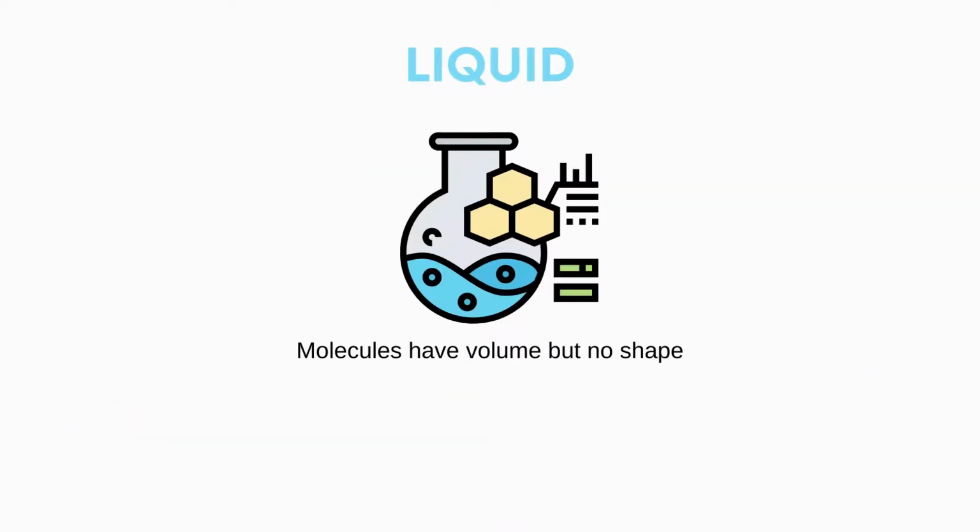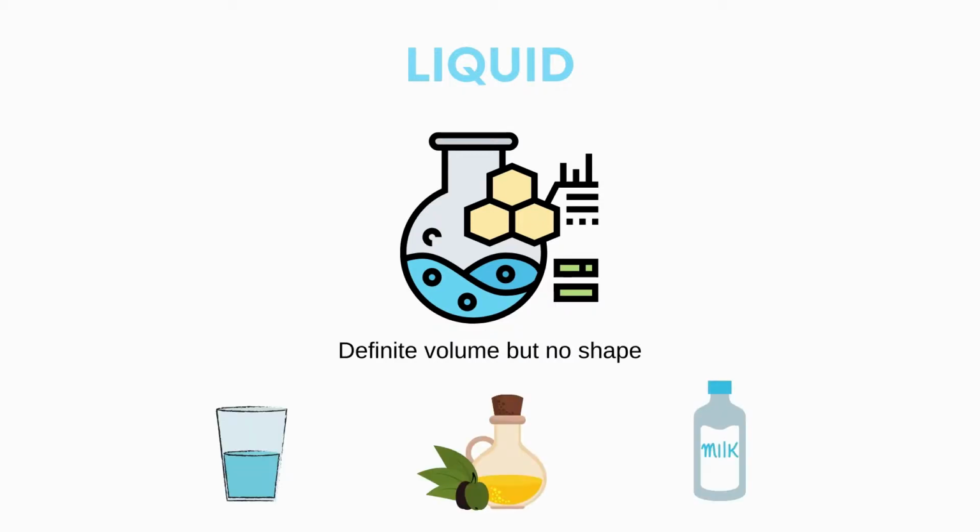In liquid matter, molecules have a definite volume but not shape. Liquid can flow and can be poured. They take the shape of the container they are poured in. Example: water, oil, milk, etc.